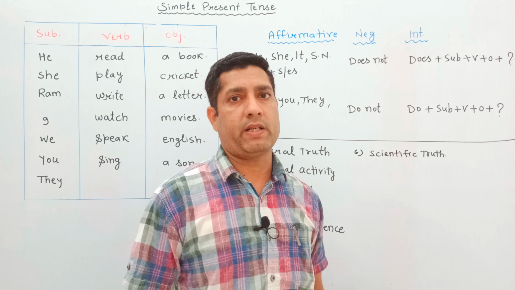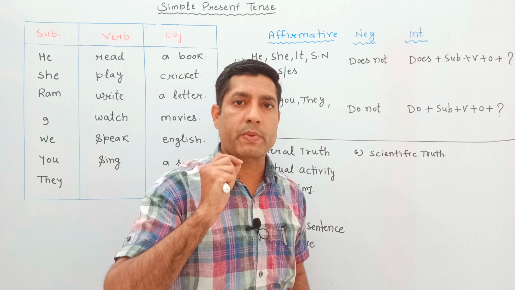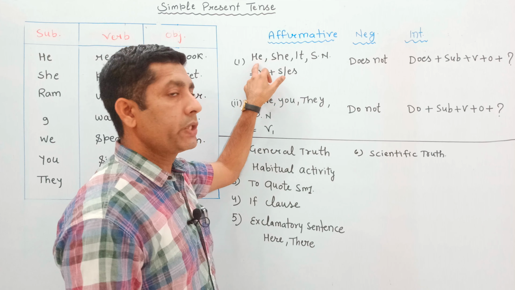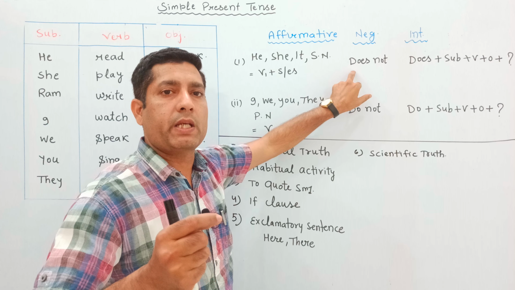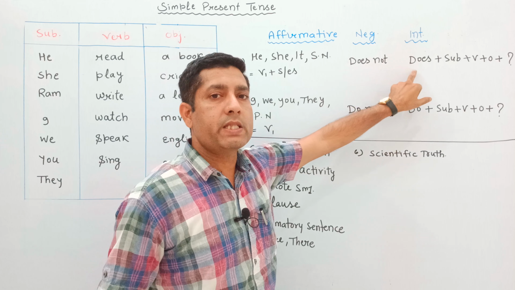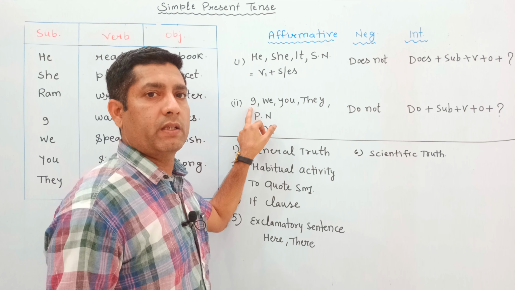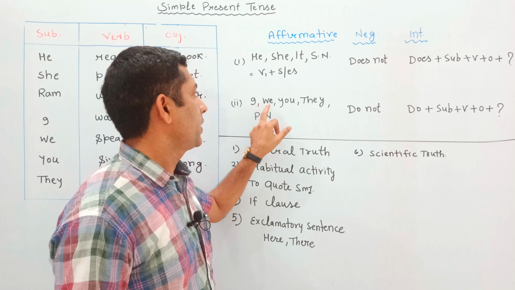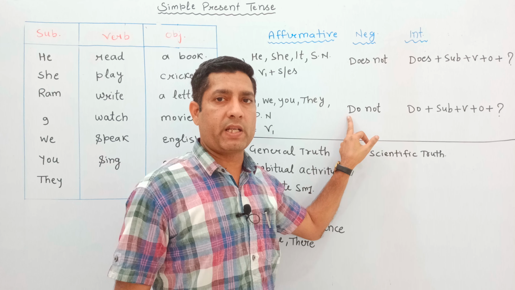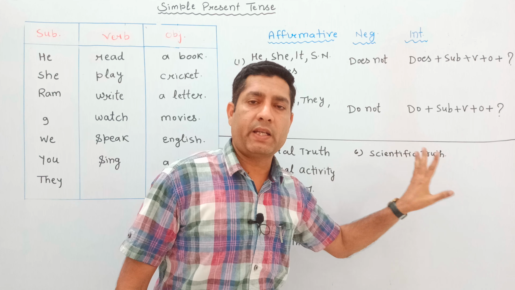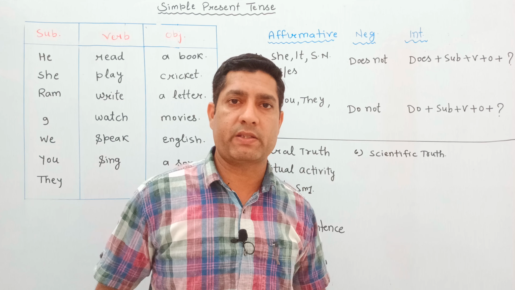Let's take one sentence. For example, we are using the verb speak. He speaks. He does not speak English. Does he speak English? I speak English. We speak English. I do not speak English. Do I speak English? There are some other uses of this tense.